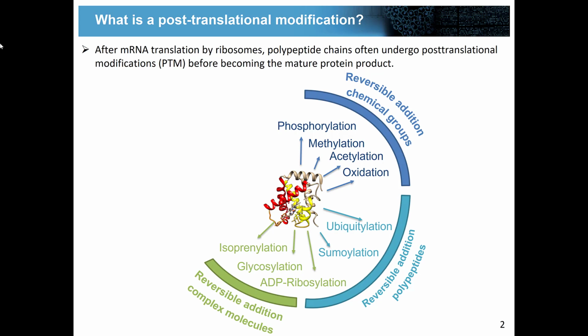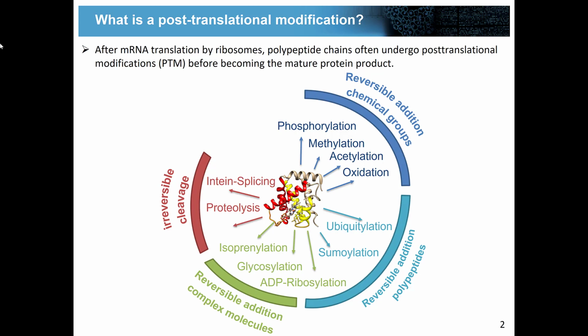And while these three examples here that I name are all typically reversible, so the cell can attach or remove these PTMs from polypeptides, there are also irreversible PTMs ongoing, for example, irreversible cleavage of the polypeptide chain by proteolysis, so by proteases. They can cleave off the N, very often N or C terminal signal peptide sequences of proteins, or another less well-known irreversible cleavage of proteins is called intein splicing.